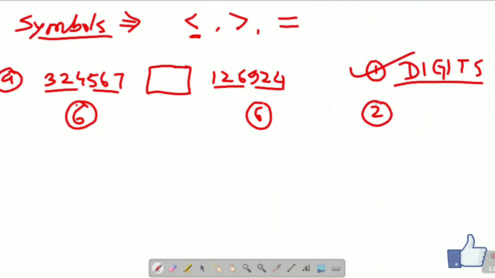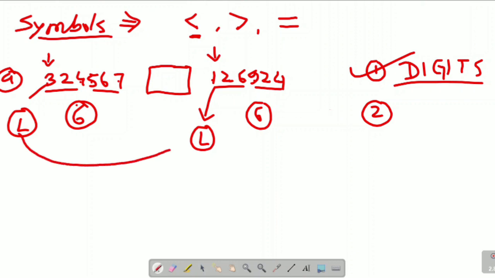So now come to the second tip. If the number of digits is the same, then just check the places, the greater places. Here you can see ones, tens, hundreds, thousands, ten thousands, lakh. So 3 is in the lakh place, and here too: ones, tens, hundreds, thousands, ten thousands, lakh. 1 is in the lakh place. So these two are lakh places. So compare the digits now.